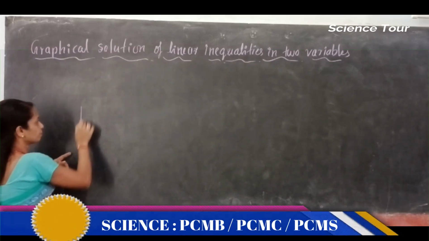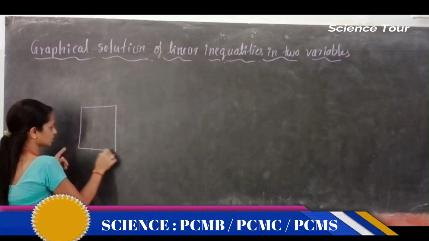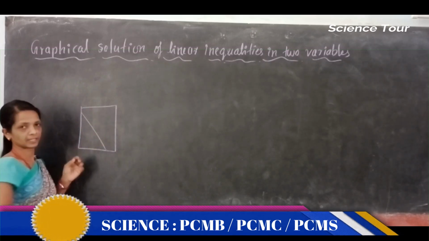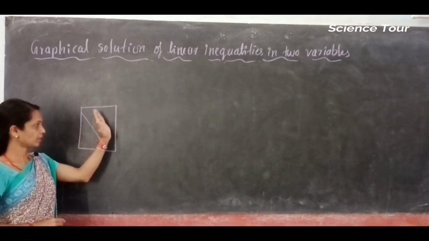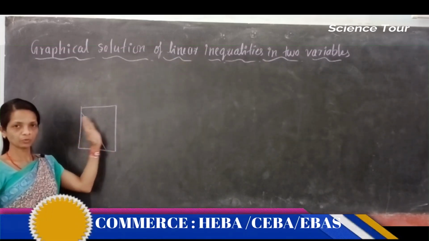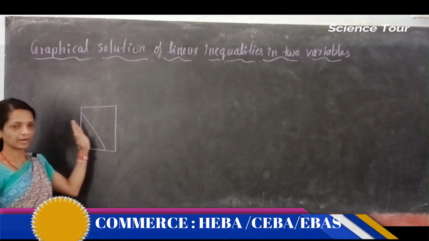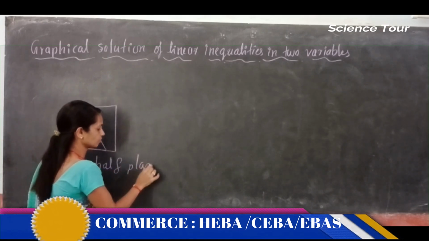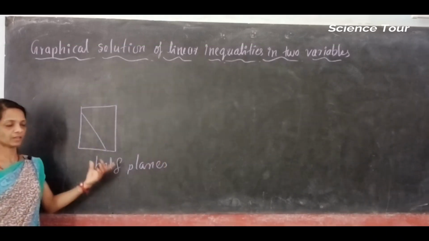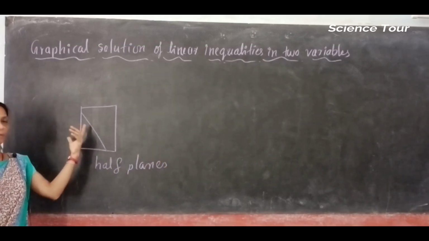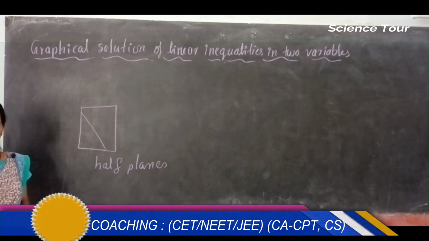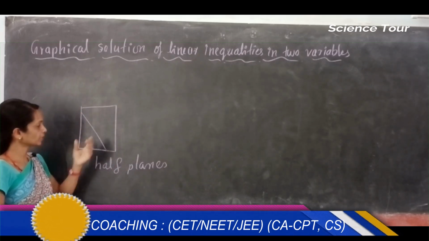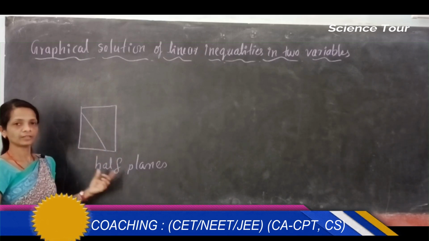Suppose you have a plane like this, imagine this as a plane, and if you draw one line in that plane, then that line divides this plane into two parts, right? So those two parts are called half planes. So what do you mean by half planes? Half planes are the parts made by the line in the plane. Because of this line you have two parts in that plane. Those two parts are called half planes.